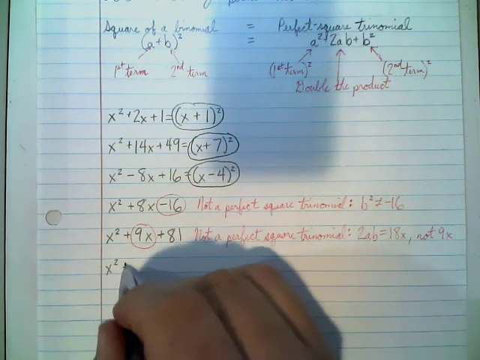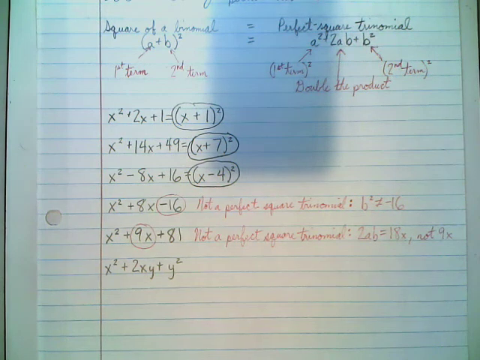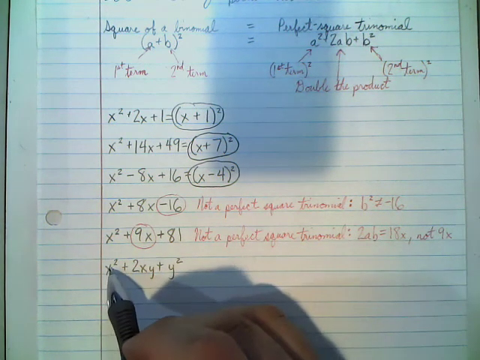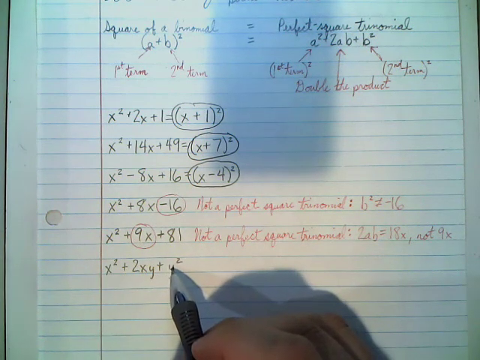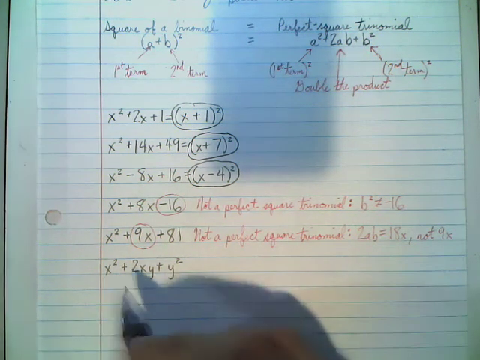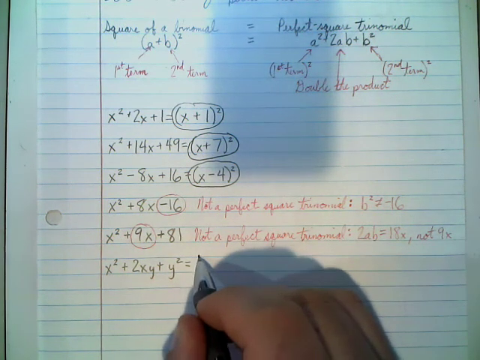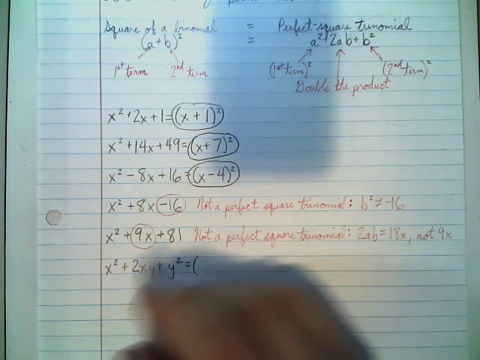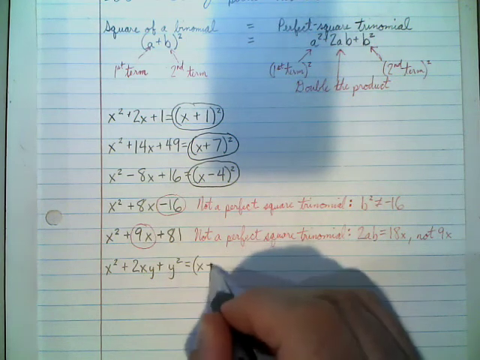x squared plus 2xy plus y squared. So for this one, is this something squared? Obviously, yes. x squared. Is this something squared? Yes. y squared. So is the middle double the product? Well, x times y doubled would be 2xy. So actually, yes, this is a perfect square, where the first term is x, because that's what we're squaring here. And what are we squaring there? y.